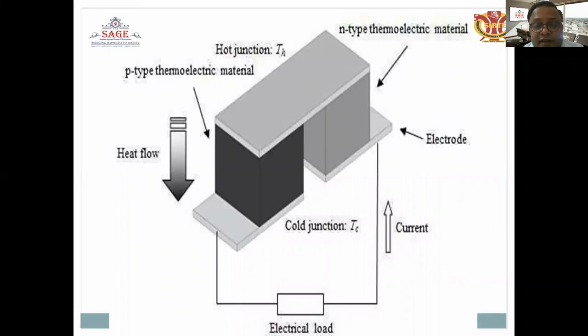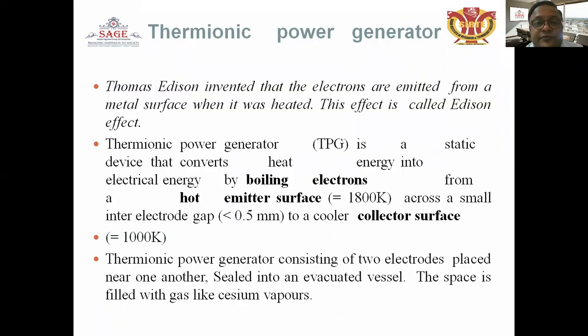So this is another diagram in which the P type of the thermoelectric material and the hot junction is created on the upper side, and similarly here is the creation of the cold junction at the bottom side. The current is passing from the cold to the hot junction, and the heat is flowing from the hot to cold side. Electrode, this is making the arrangement for the N and P type of the junctions.